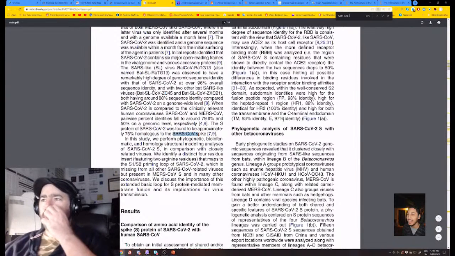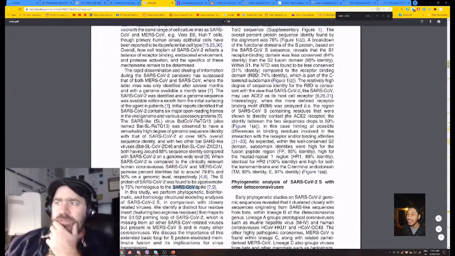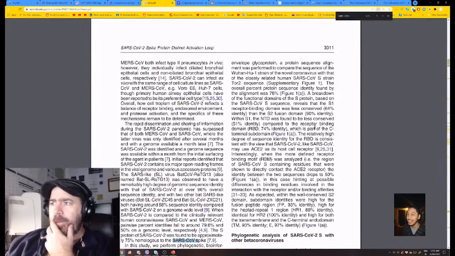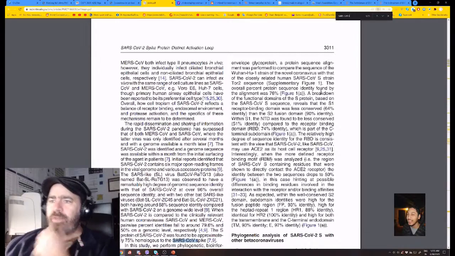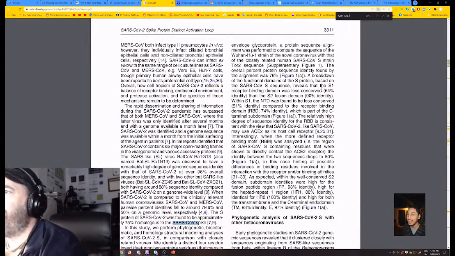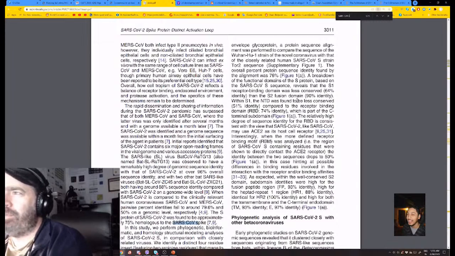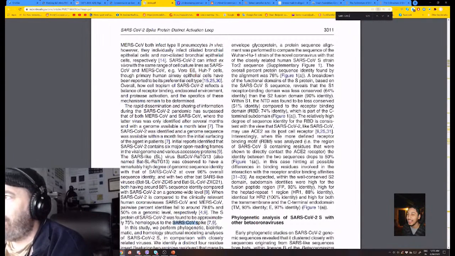SARS-CoV spike. So it's talking about the original SARS, I guess. Anyway, it's not clear, but it's not that important for this. A breakdown of the functional domains, we did that.